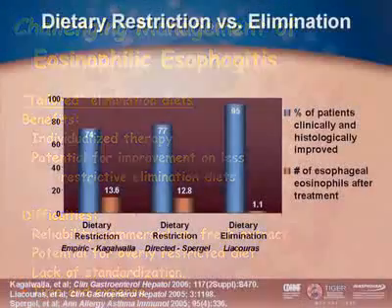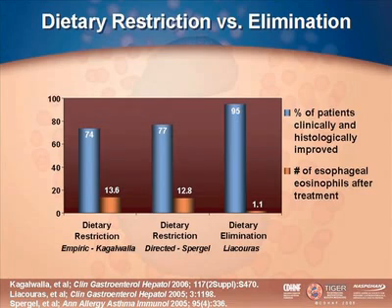This slide shows the studies that have been done to date looking at dietary restriction. And in fact, what you can see from these studies is you look at the response of patients who are clinically and histologically improved, and then the number of eosinophils after treatment. You can see that all of these have a high response and that the numbers of eosinophils have decreased. This goes back again to that question of how many are too many eosinophils, what's a threshold response, and I think we still don't have the exact answer to that.